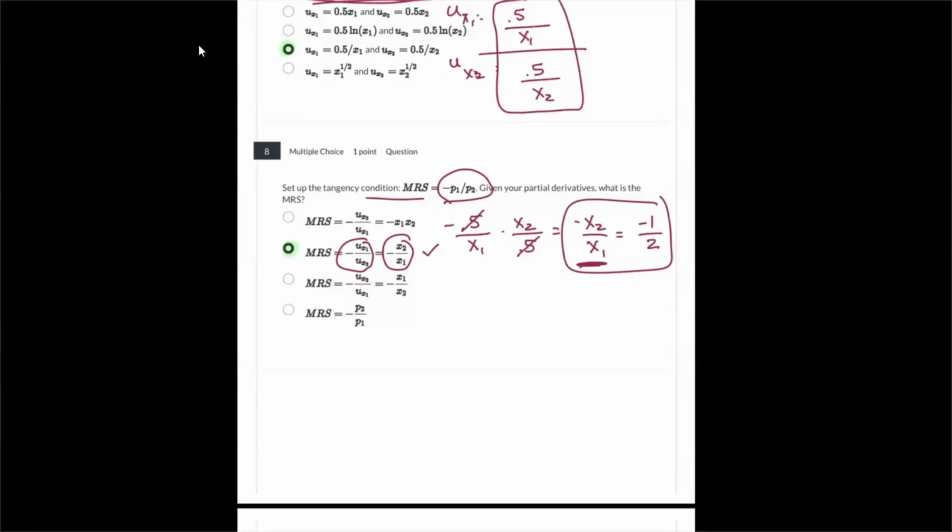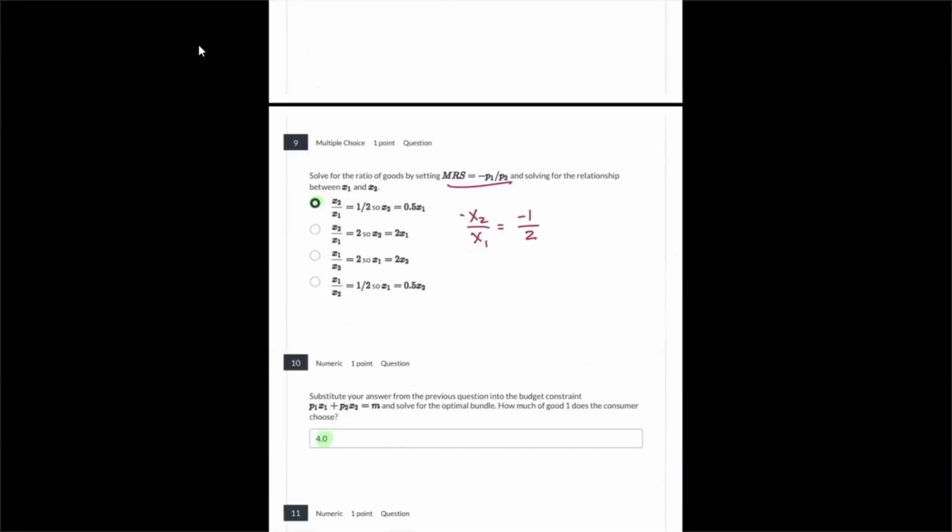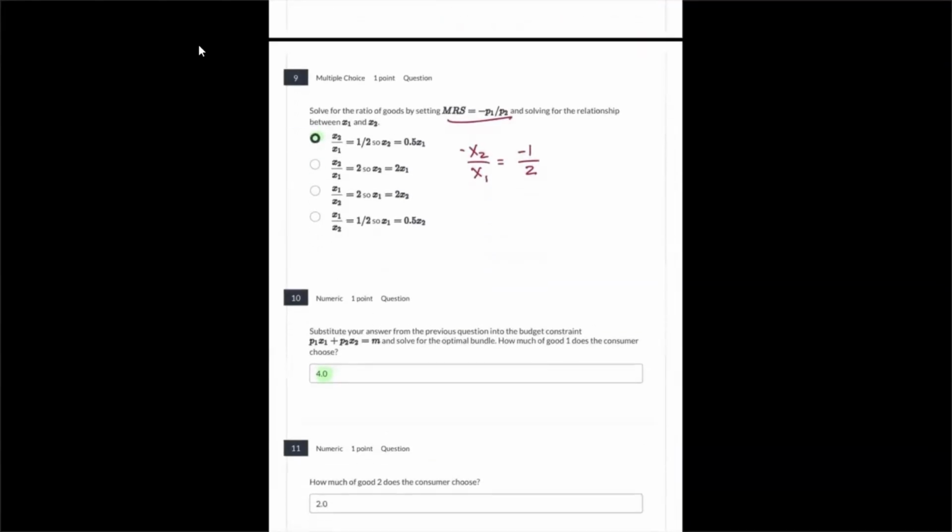That's what we found. In the next question, now we set the MRS equal to the negative of the price ratio. And then I think I just cancel a negative from both sides. So I get x2 over x1 is equal to 1/2. If we solve for x2, we multiply both sides by x1, then we get x2 is equal to 1/2 x1. So that's how I get this.